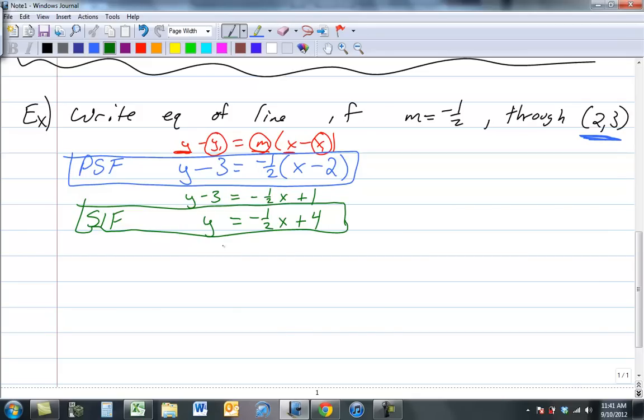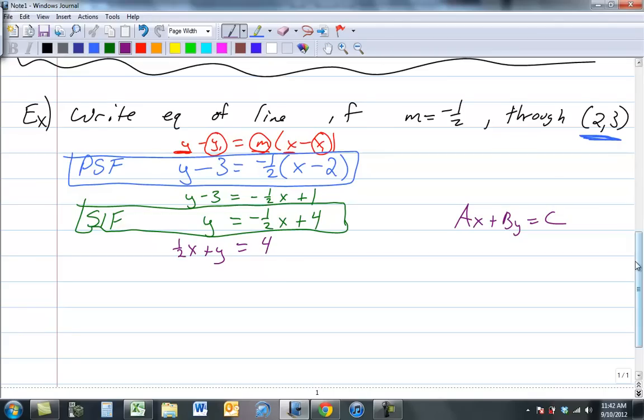in slope-intercept form. So now, the last thing we're going to talk about is standard form. Now, standard form, if you recall, is ax plus by equals c. So we need x and y on the same side. So we're going to move this 1/2 x to this side by adding it. So 1/2 x plus y is 4.